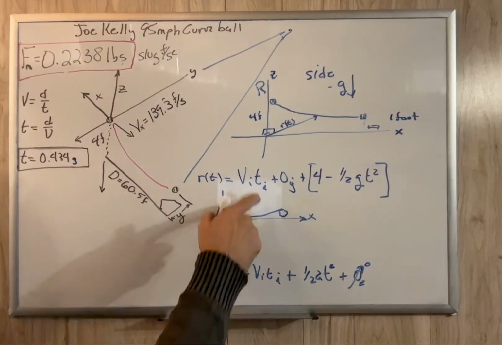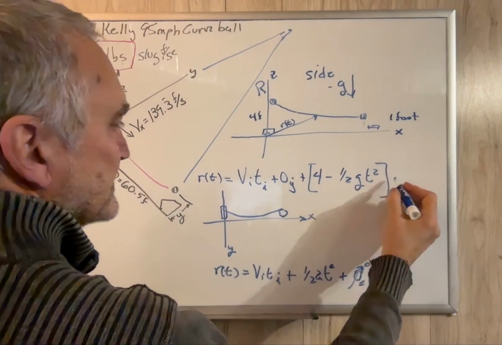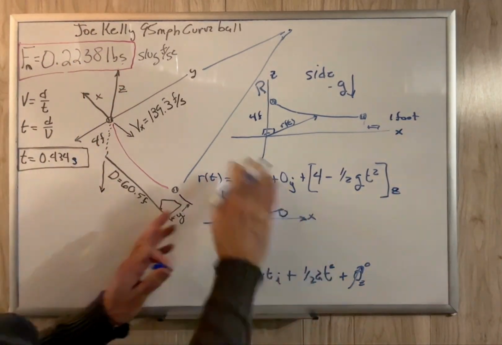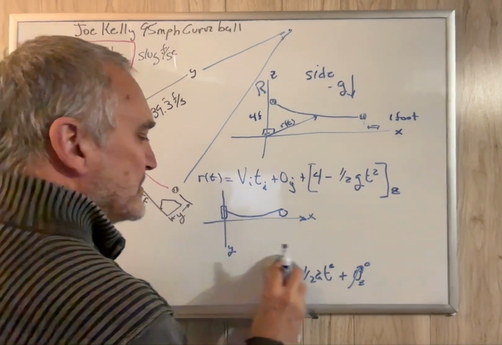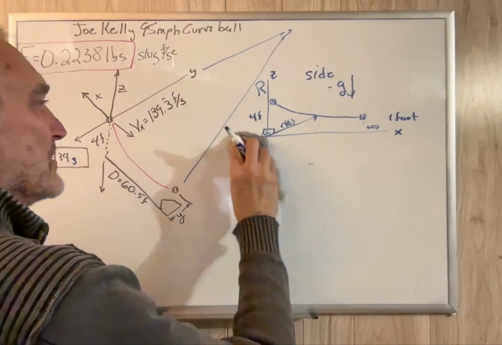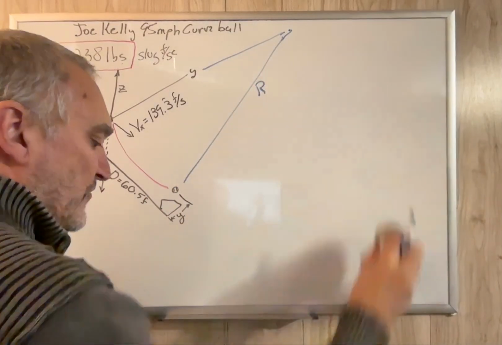So now we've got our r(t). We have i, we have j, and we have our z direction. All right? So we just combine them. We combine these two r(t)s, and we can get a time-position equation for a fastball. Well, let's just do that. I'll let you take a picture if you like. Let's combine these two and make an equation for a fastball. In particular, we're going to look at an equation for Joe Kelly's 95-mile-an-hour fastball.